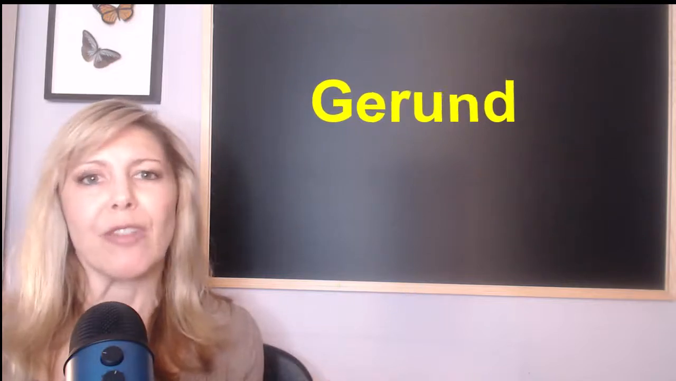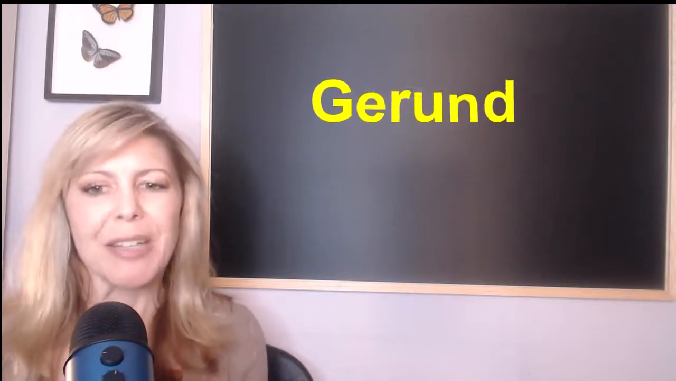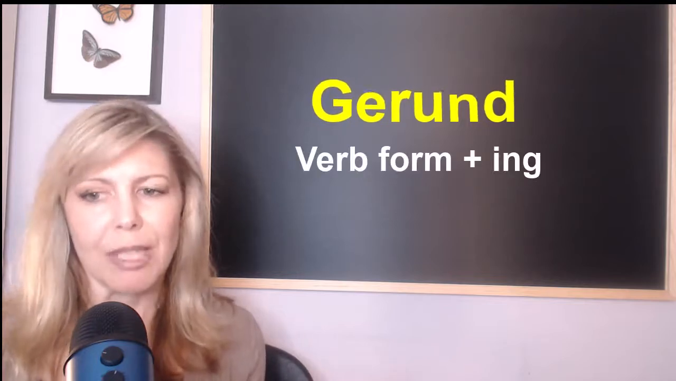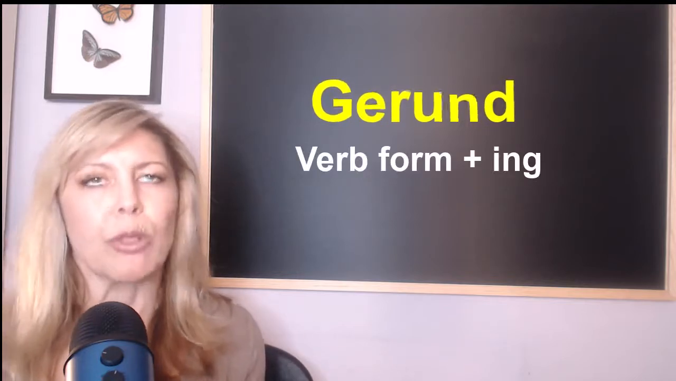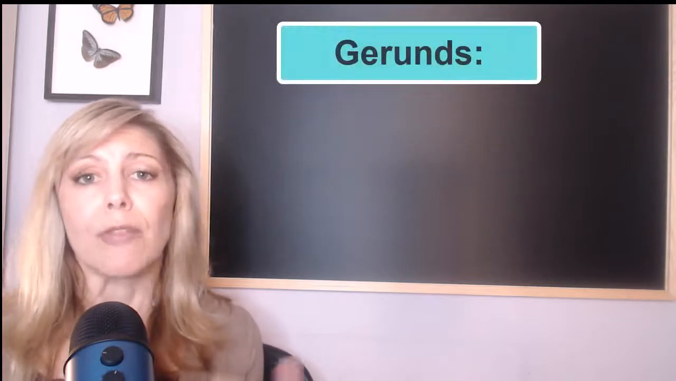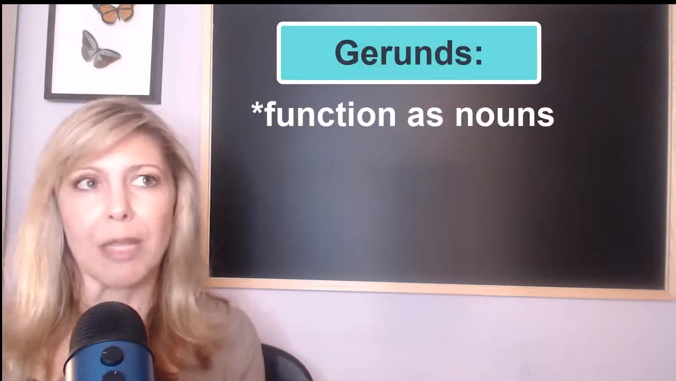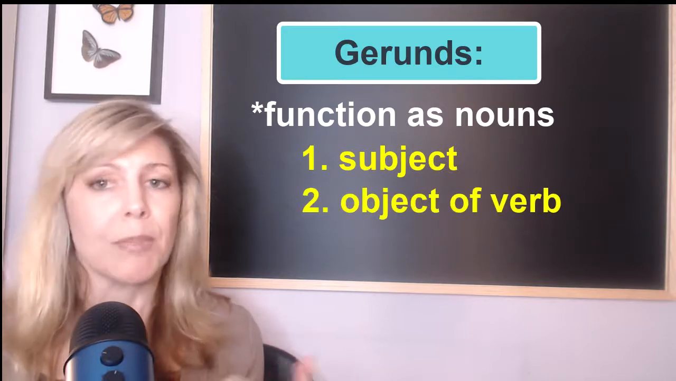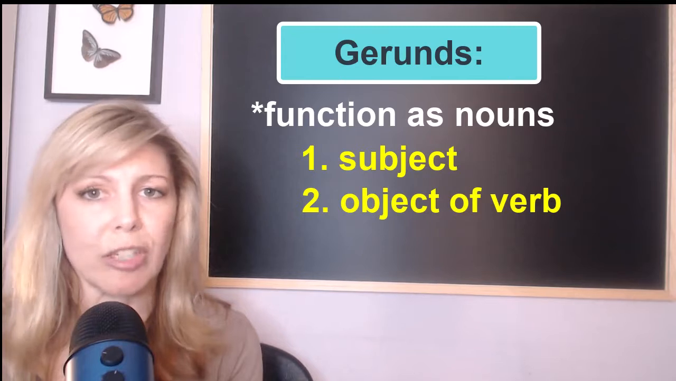So first of all, what is a gerund? Quick review. Usually the first thing we think of is ing. So it is a verb form with ing, basically a present participle used as a noun. So that's what gerunds do. They function as nouns. They can be the subject of a sentence or the object of a verb. Sometimes you can start a sentence with a gerund.